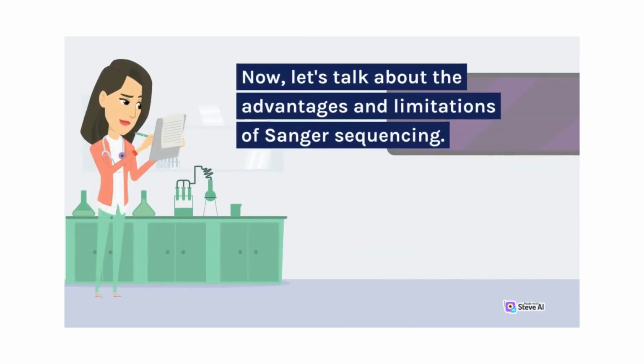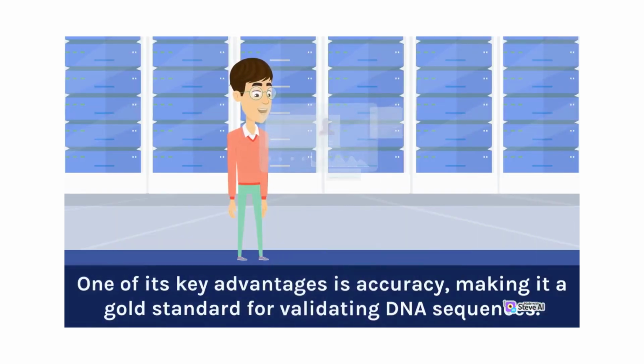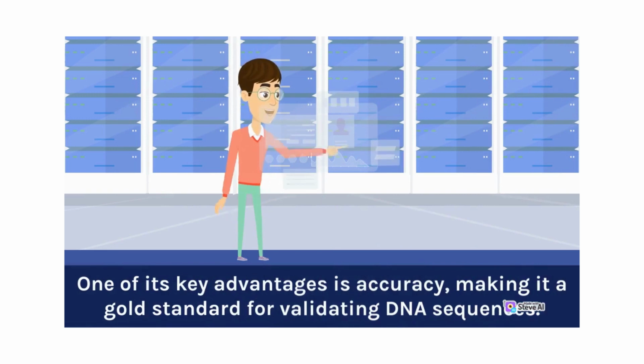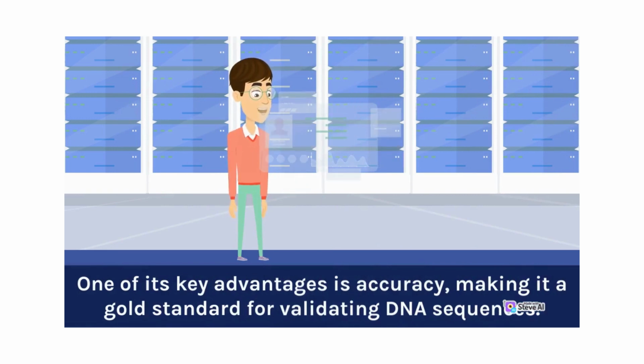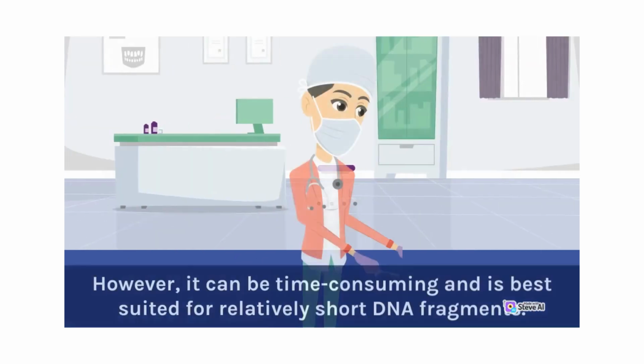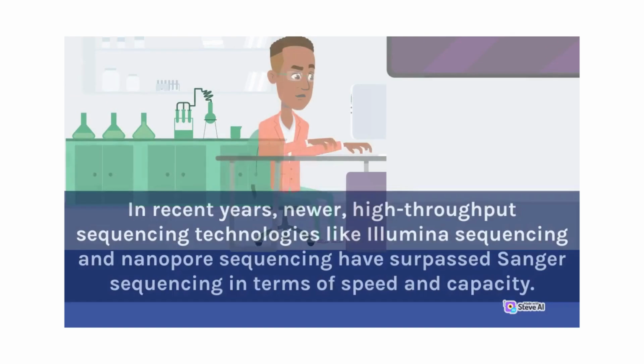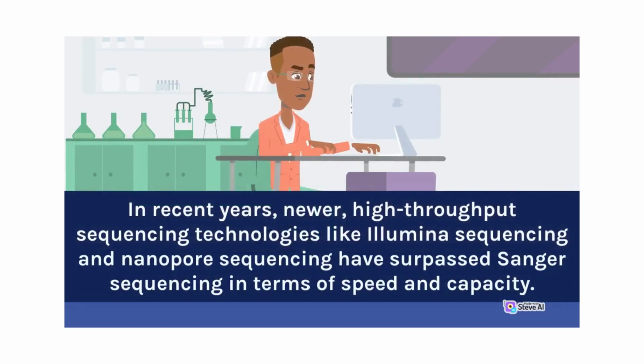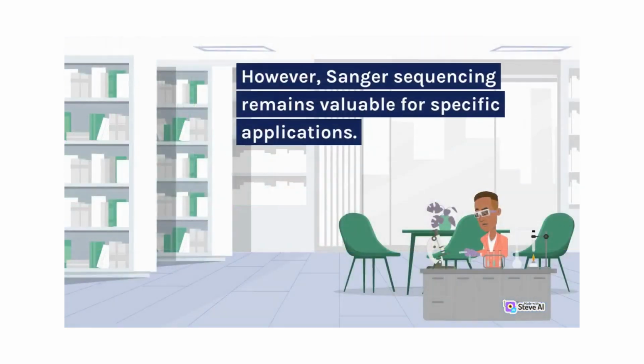Now, let's talk about the advantages and limitations of Sanger sequencing. One of its key advantages is accuracy, making it a gold standard for validating DNA sequences. However, it can be time-consuming and is best suited for relatively short DNA fragments. In recent years, newer, high-throughput sequencing technologies like Illumina sequencing and nanopore sequencing have surpassed Sanger sequencing in terms of speed and capacity. However, Sanger sequencing remains valuable for specific applications.